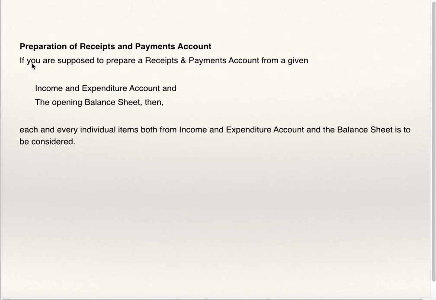Preparation of receipt payment account. If you are supposed to prepare receipts and payments account from a given income and expenditure account and opening balance sheet, then each and every individual item both from income and expenditure account and balance sheet is to be considered.